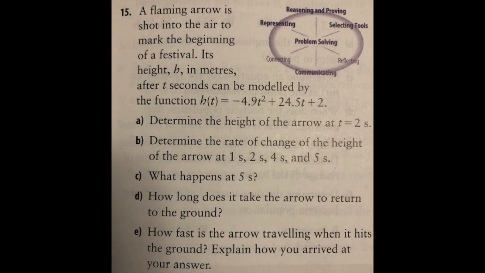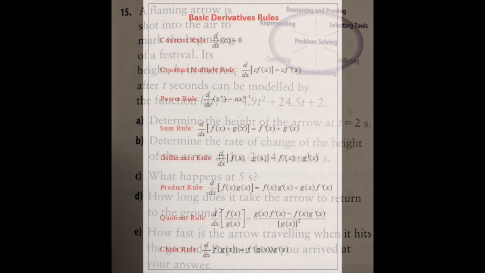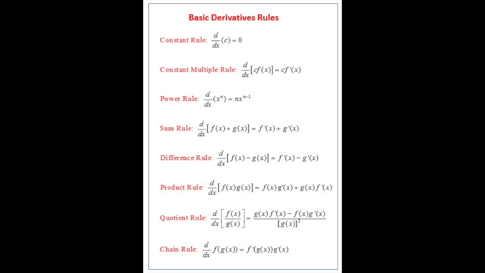Now B asks us to determine the rate of change of the height of the arrow at 1 second, 2 seconds, 4 seconds, and 5 seconds. To determine the rate of change, the first thing we must do is take the first derivative of the polynomial. With the derivative, we will then be able to plug in the times that are given in the question into our new derivative equation and solve for each of the rates of change.